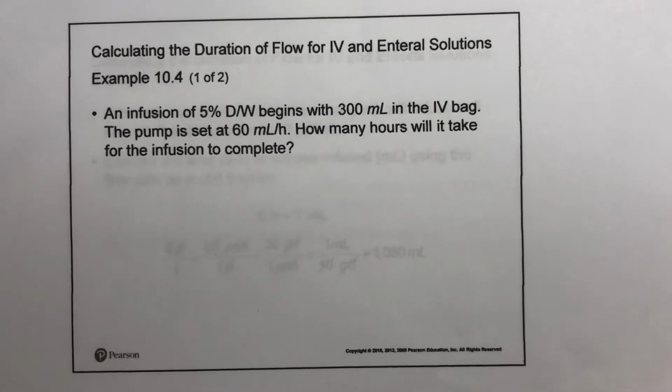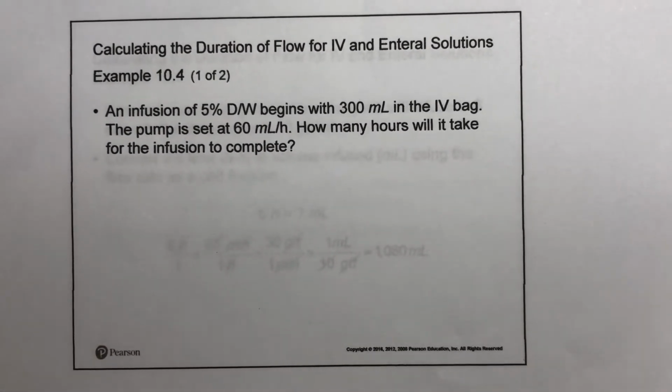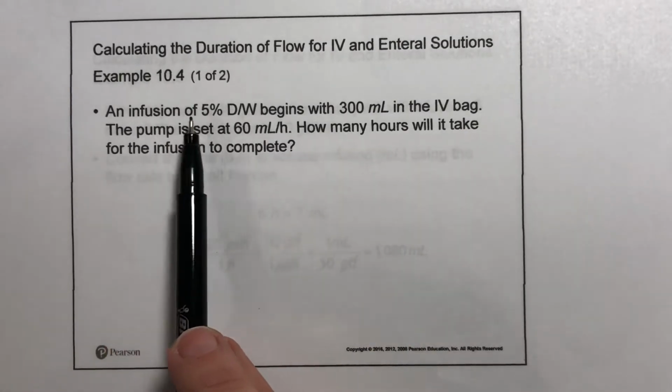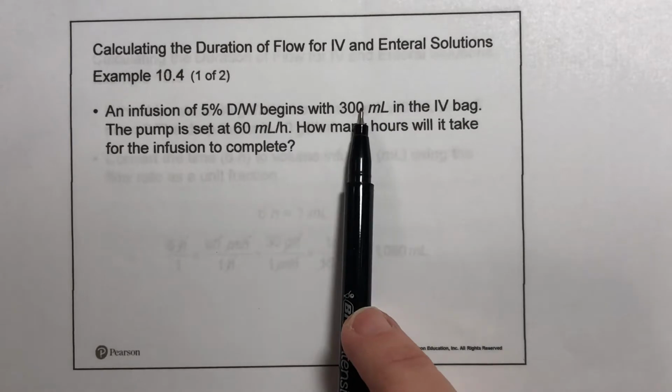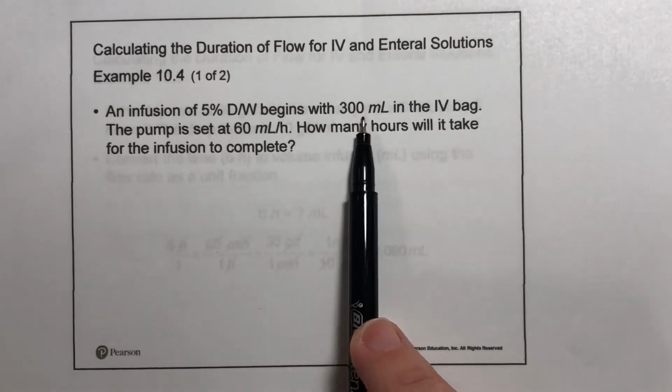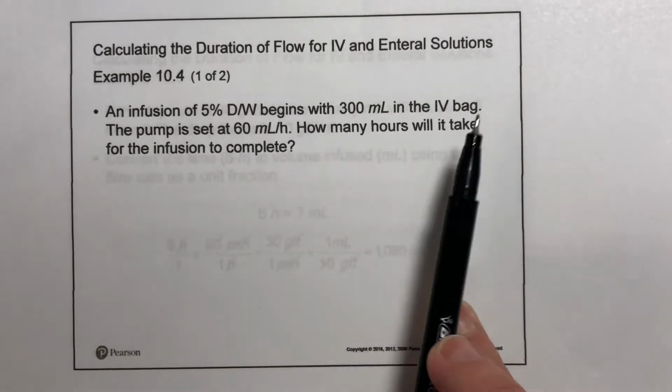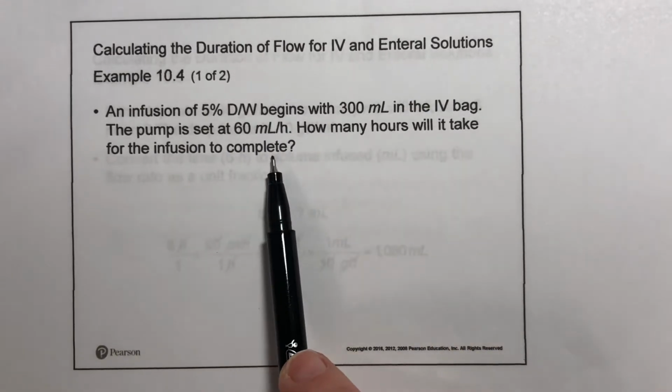This is Chapter 10, Part 4. We want to figure out this. We have an infusion of 5% dextrose. We're going to start off with 300 milliliters in the bag. The pump is set at 60 milliliters per hour. How many hours will it take for the infusion to complete?